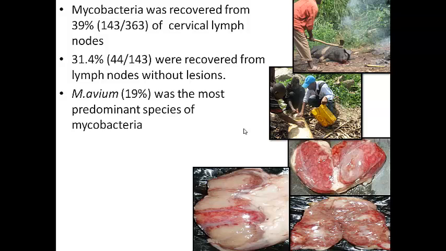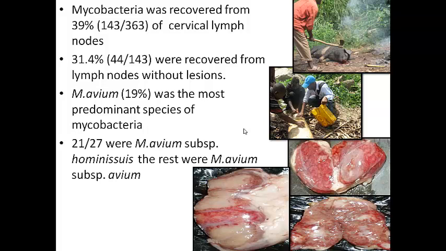Majority of them actually were the pathogenic type, the M. avium. 19% of them were M. avium, and when we did the speciation, we found that M. avium subspecies hominis was the most prevalent. This is known to cause infections in humans, it's known to cause infections in pigs, but also Mycobacterium avium subspecies avium is known to cause infection in poultry, but has also been documented to cause infection in humans, especially those who are immunocompromised.